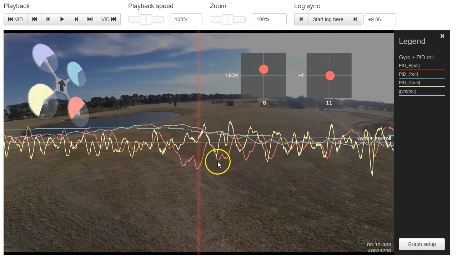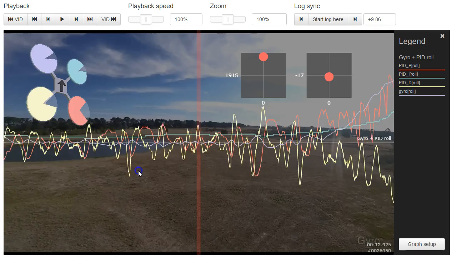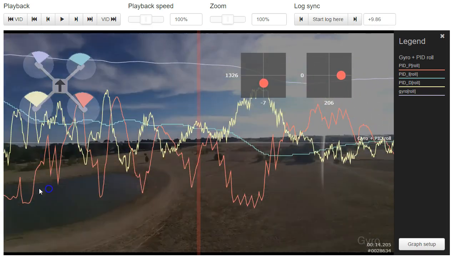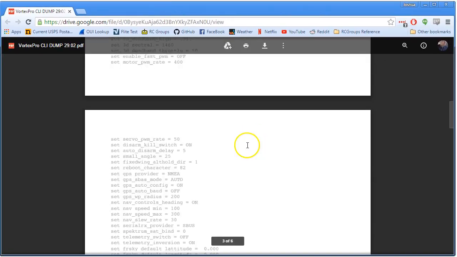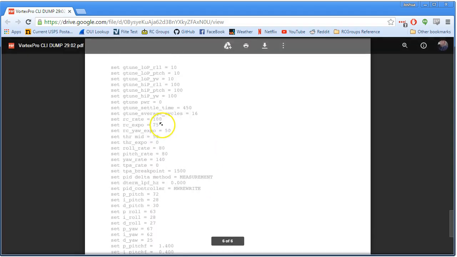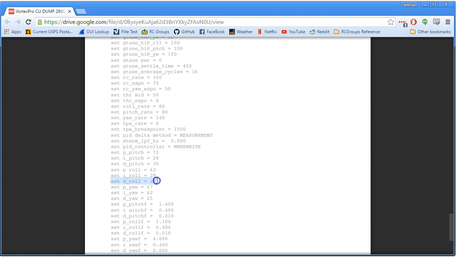Yeah, see the P term here is moving up and down, but I don't see any sinusoidal oscillations that would tell me the P term was too high. So yeah, I agree that you should drop your D gain down. Your D gain is right here. Your D gain is at Rewrite, and your D gain on roll is 27.